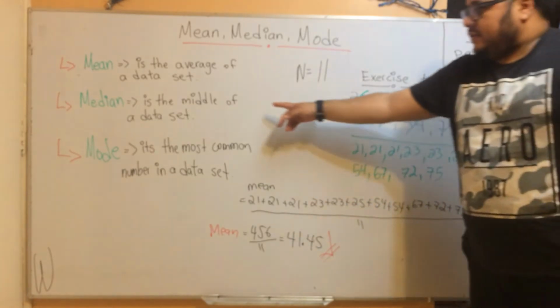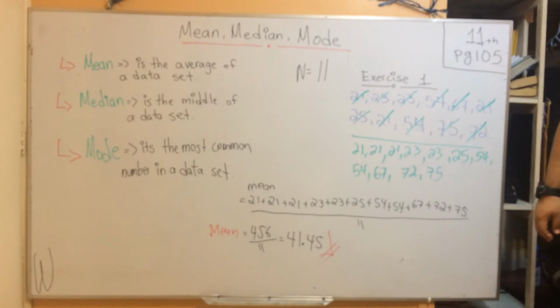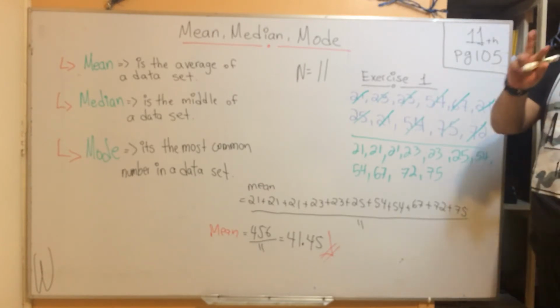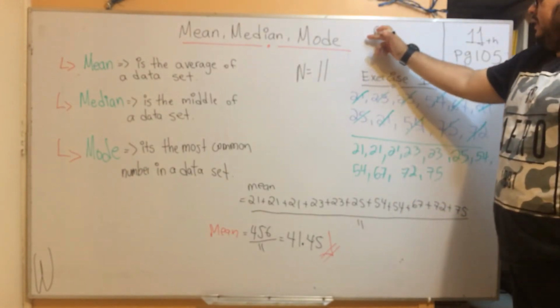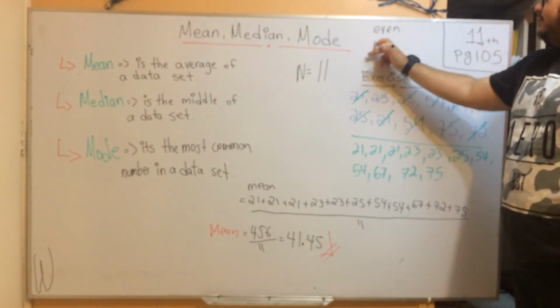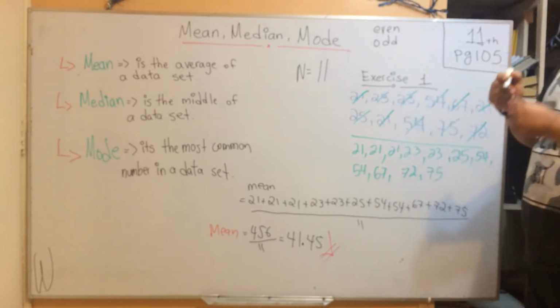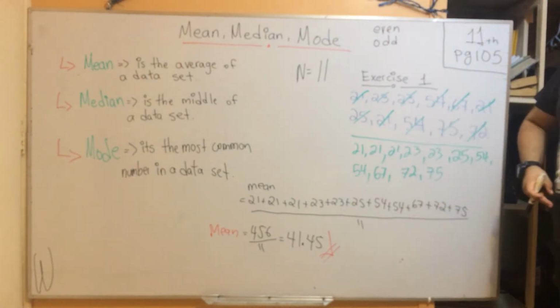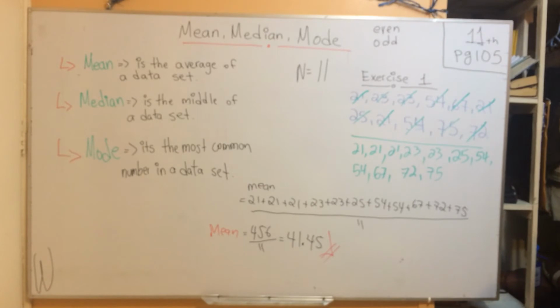Now let's calculate the median. The median is the middle of a data set, the middle number. We're going to have two ways, depending on the amount of data. Here we have 11 numbers, so whichever number we choose is going to be an exact number. If we have 11 numbers, what is the middle number? The sixth number. So let's choose it.